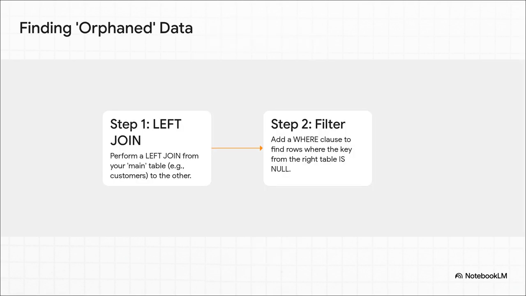The solution is just so elegant. And it is the perfect showcase for the power of a left join. It's a simple two-step dance. Step 1, you do a left join from your customers table to your orders table. That guarantees every single customer is in your result set. Then, step 2, you add one little line, a where clause that says only show me the rows where the order ID is null. And boom, that's it. You've just isolated the exact list you need.